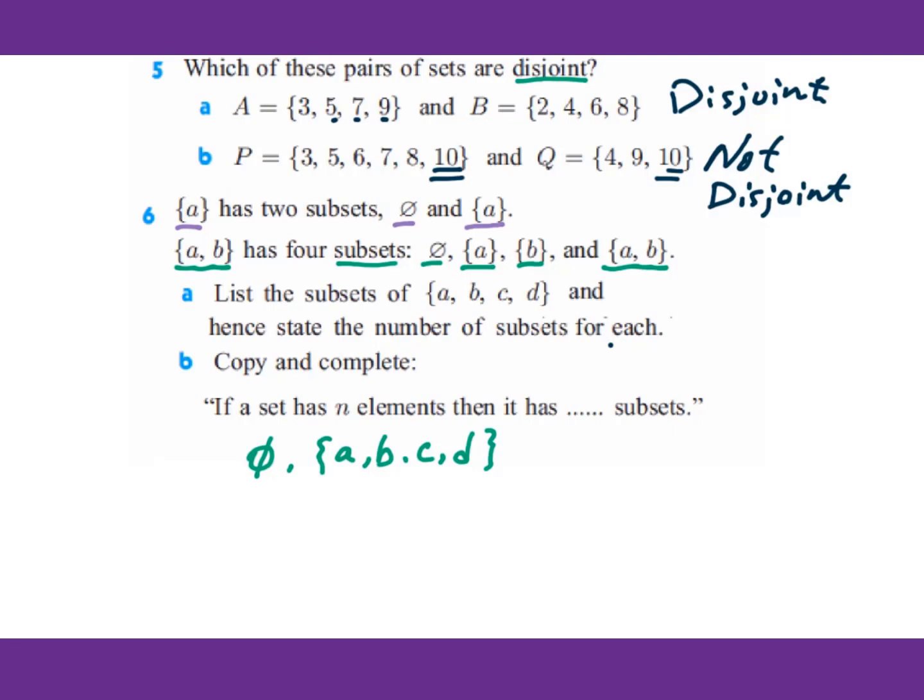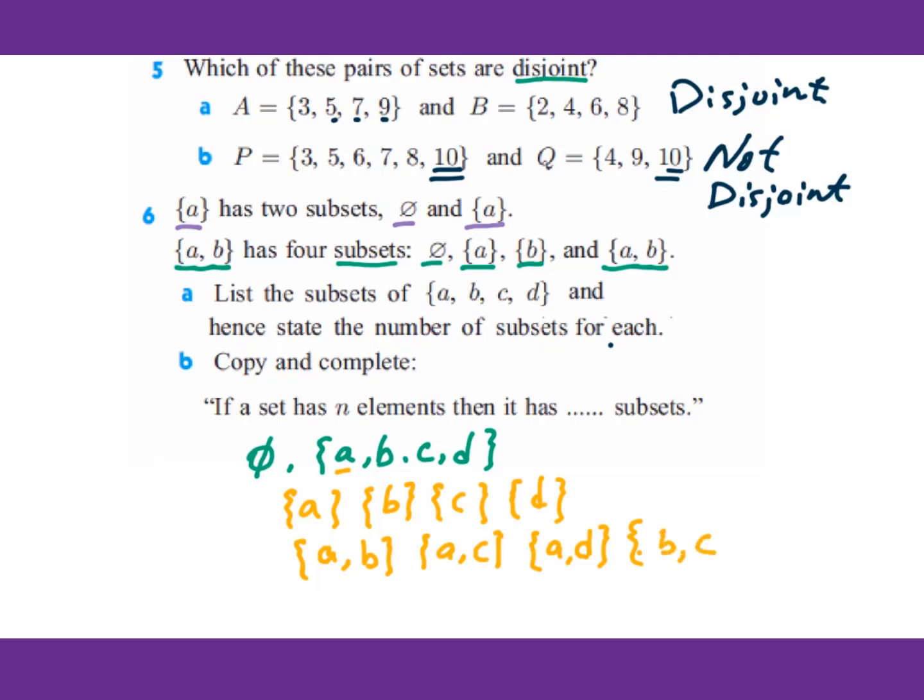Then you can count. We can do the sets with only one element, like A, like B, C, D. Then choose the sets with 2 elements. I have A, B, A, C, A, D, B, C, B, D. Then you have C, D.